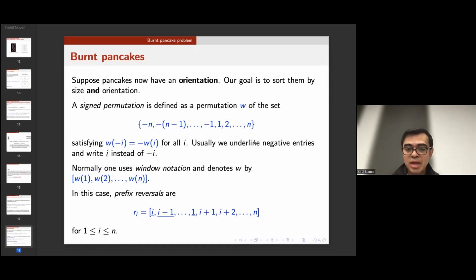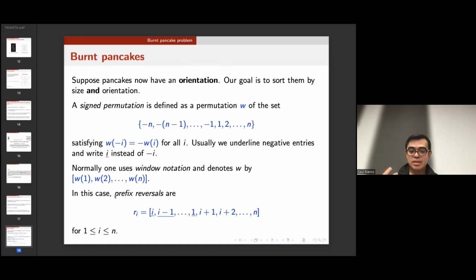And usually we underline the negative entries. Just for simplicity in the notation, instead of saying minus I, we write I underlined. Because of this antisymmetry property, you can refer to the sign permutations using what is called window notation. All you need to know is what happens to the first n elements, and because of this antisymmetry, you know what happens to the rest.